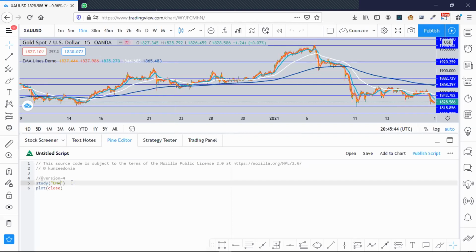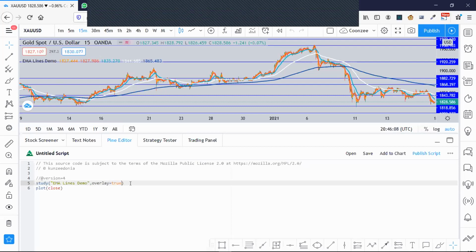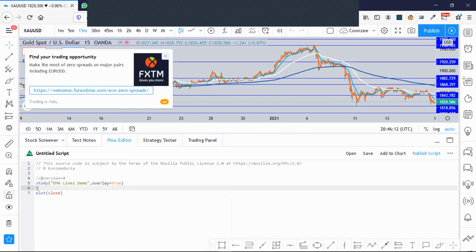That is EMA clients demo. Hope you guys are following. Okay, overlay equals true. Then we don't really need this too, so I'll just take it off. It's not necessary to put a space here, but it makes your code clean so that you can easily spot any mistake. So it's always advisable to put a gap, a space.